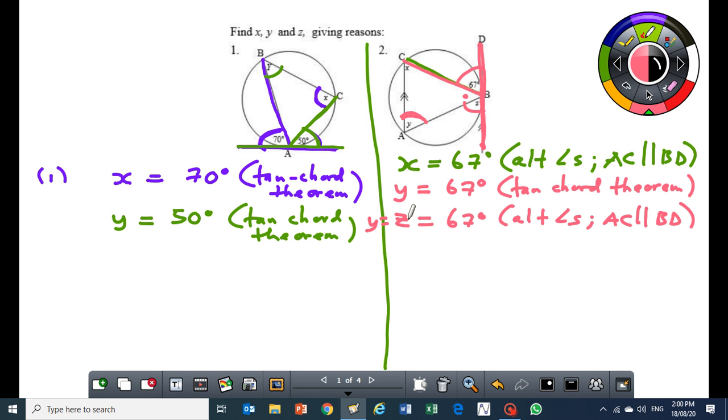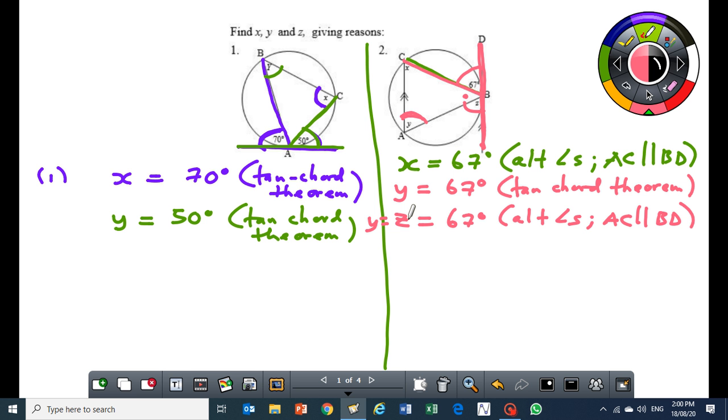Is there a cyclic part? Do I have 4 vertices on the circumference? If they are there, use the cyclic quad theorems, theorem 4, 5, and 6. If there is a tangent, it means you're supposed to use theorem 7, 8, or 9.